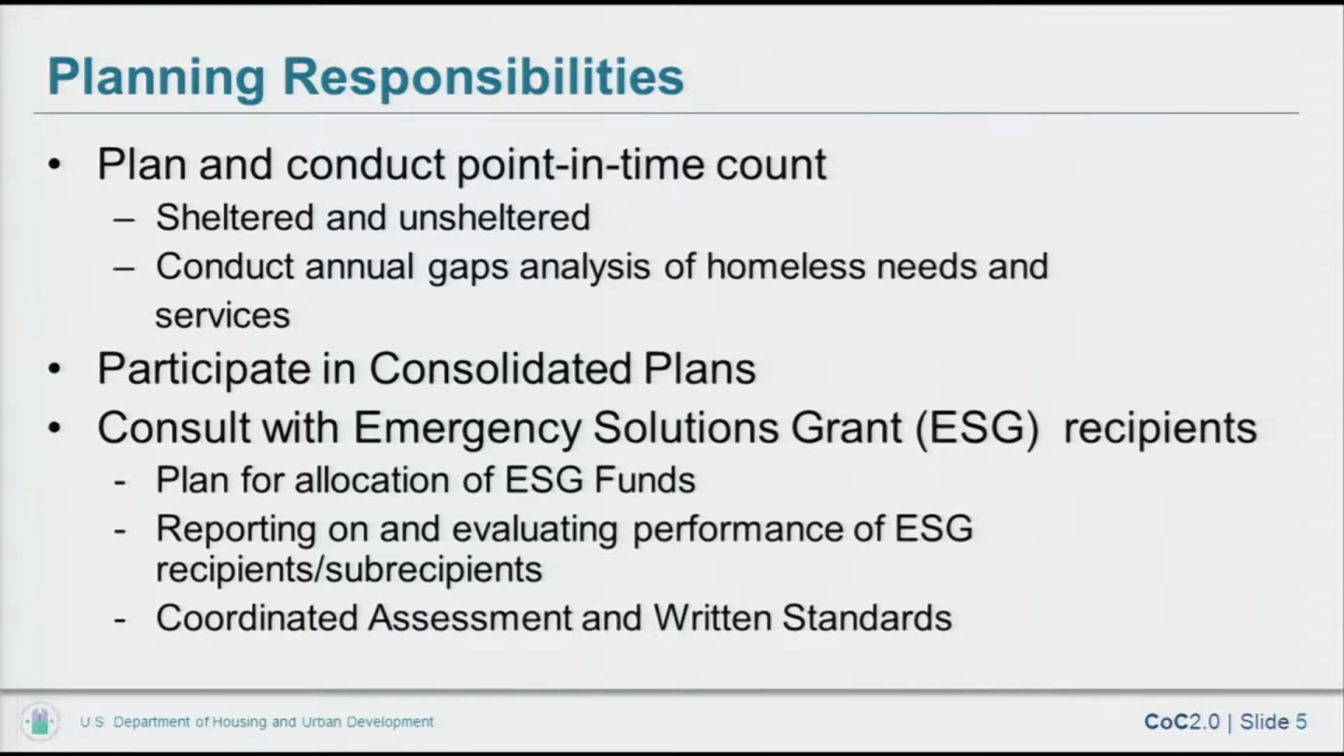Another CoC planning responsibility includes working with the Emergency Solutions Grant recipients and consolidated plan jurisdictions within its geographic boundaries. The CoC also provides information to inform the consolidated plan, develops a plan for allocating ESG program funds, and reports on and evaluates the performance of ESG program recipients and subrecipients. Given that funding under the CoC program is insufficient to support a comprehensive system for addressing homelessness, additional funding from dedicated homeless programs, including ESG and mainstream resources, is needed to carry out a CoC's homelessness activities. Coordination of these funding streams and related services leads to a stronger community response to homelessness.